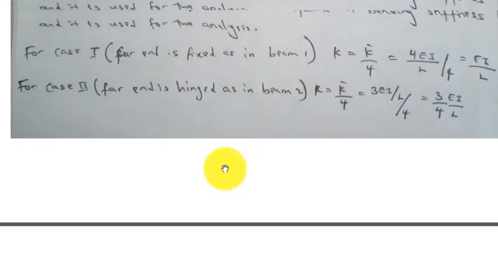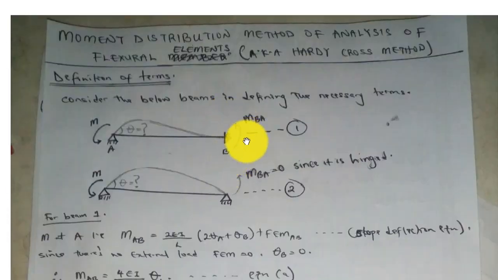When I was talking about this beam, I drew it with pencil so that you know that it is not an externally applied load, but it is a load that is resulting in this MBA at end B due to the externally applied moment at A. So this MBA is called the carryover moment.